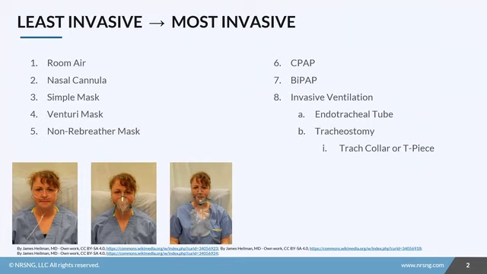When you're administering oxygen to your patient, you always want to start with the least invasive method and move to more invasive methods if they're required. So it starts at room air. This is basically no device. And then from there, you'll see the devices get bigger and bigger as you move along. So first we would move to a nasal cannula, which is this. And then from there, we'll go to a simple mask and then to a Venturi mask.